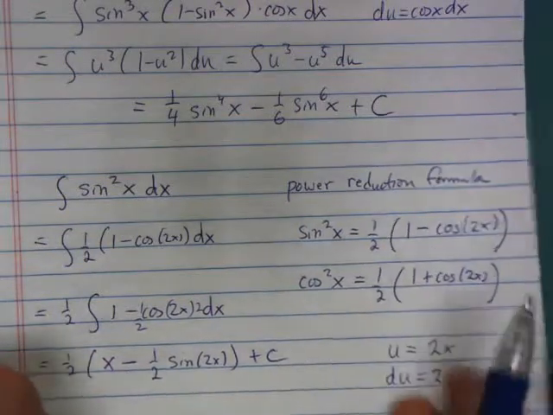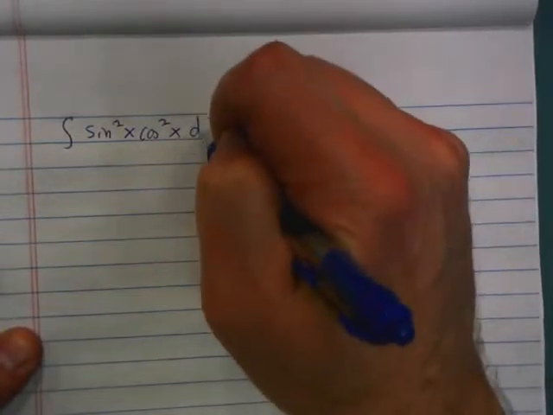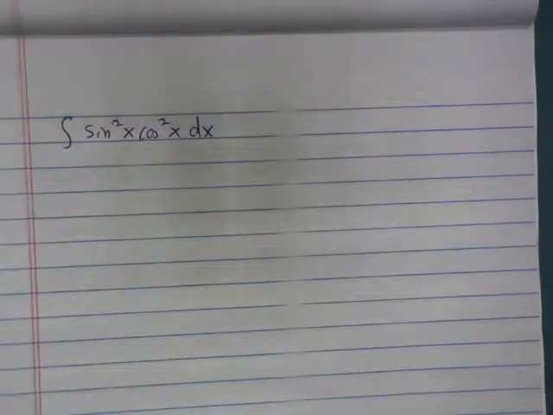All right. How about the integral of sine squared x cosine squared x dx? Well, the first thing I would do, I would look at that and I would say, I don't have any odd powers. Because these problems are easier when you have an odd power. So in this case, both the powers are even, so what do I do?